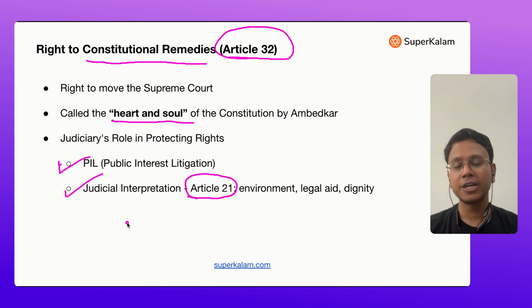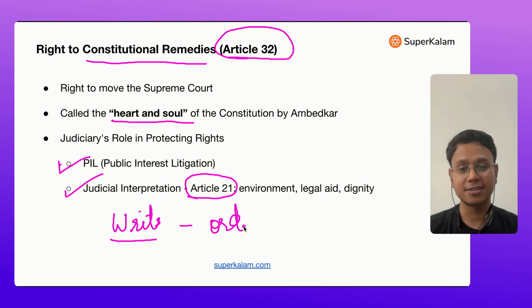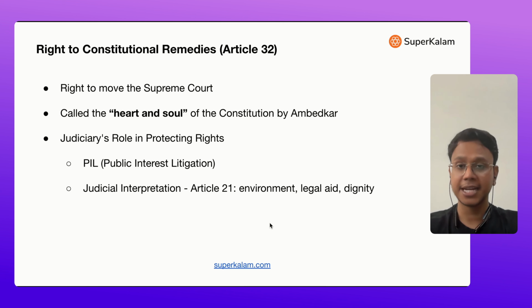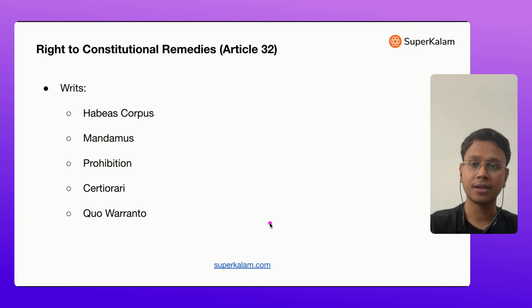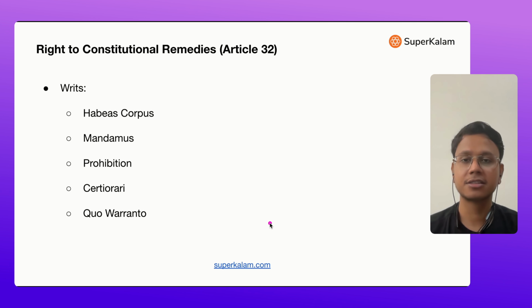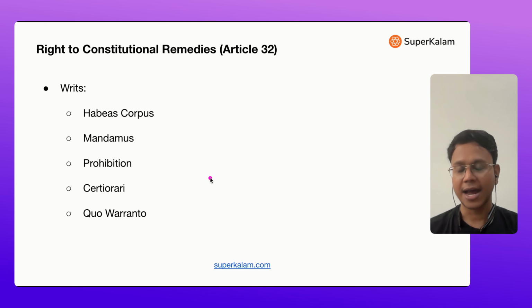And there is one more way through which the judiciary protects the rights, which is by issuing writs. Writs are like orders. The Supreme Court has the right to issue those orders. Now I'll cover these writs in some detail with you. So there are five writs which courts, both High Court and Supreme Court, can issue.